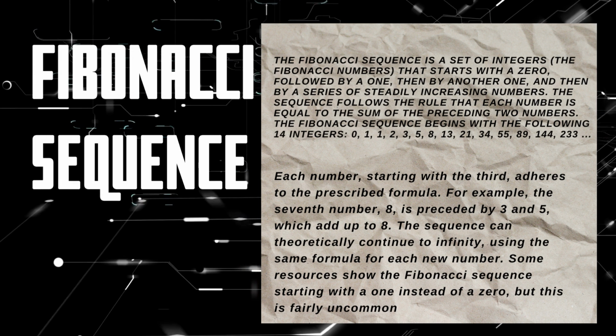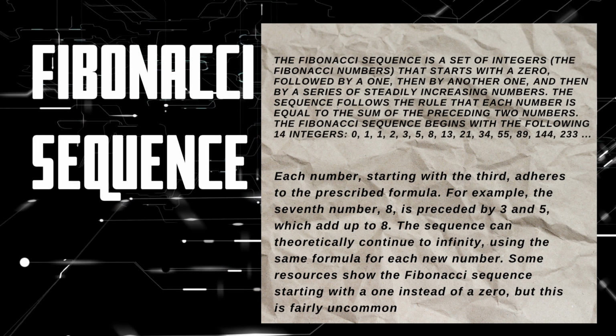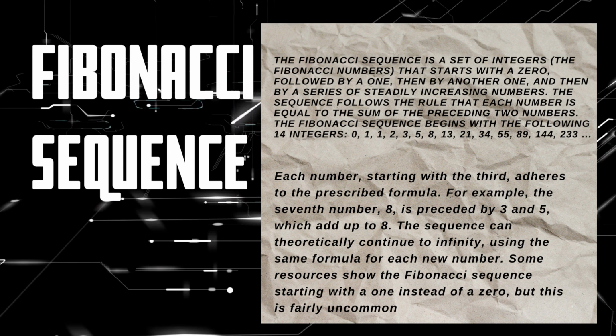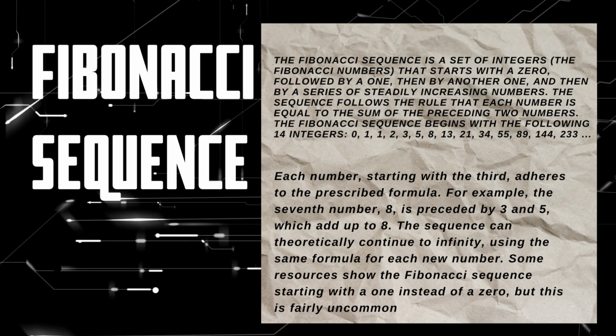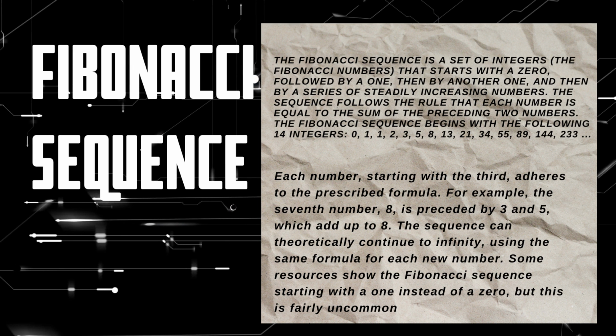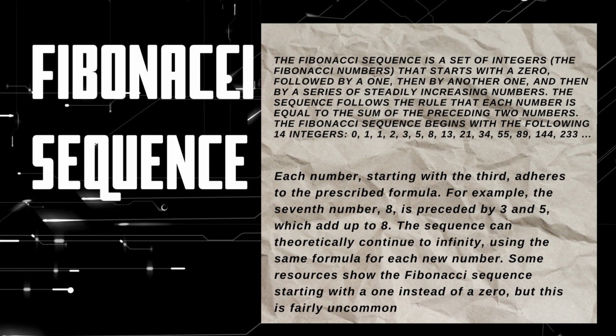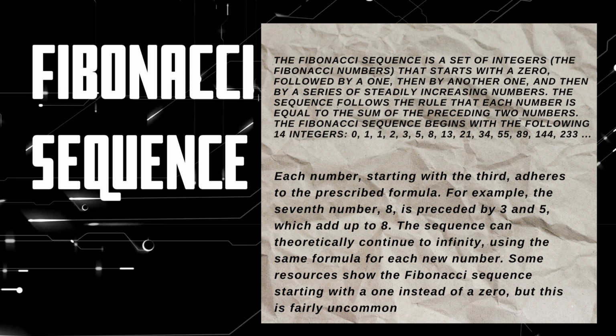So let's define the Fibonacci sequence. The Fibonacci sequence is a set of integers, the Fibonacci numbers, that starts with a 0, followed by a 1, then by another 1, and then by a series of steadily increasing numbers. The sequence follows the rule that each number is equal to the sum of the preceding two numbers.